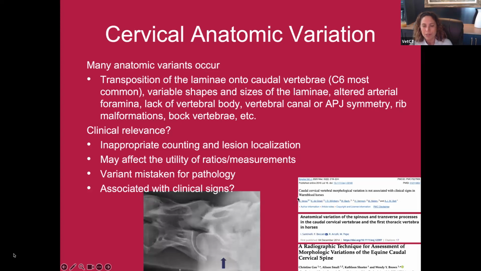We know from recent literature that this particular variation, the transposition of C6 transverse processes onto C7, is not associated with clinical signs, at least in warmblood horses. But certainly there's room to speculate that some of these other vertebral anomalies may cause instability in the neck or abnormal soft tissue attachment sites and could potentially be clinically relevant.